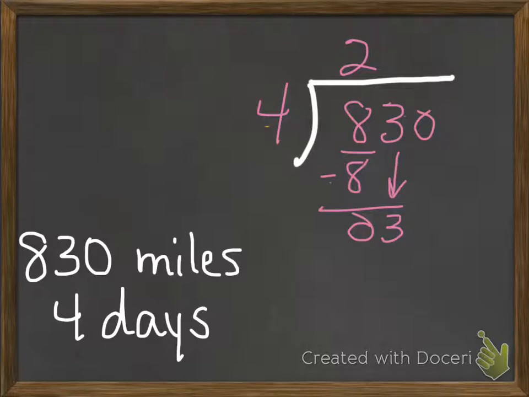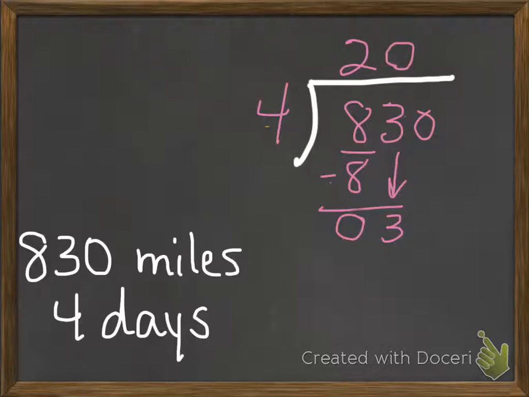Remember, that's just a 0 there. It's just a placeholder. We really just have 3. It doesn't really matter if that 0 is there or not. The number is still 3. Can you divide 3 by 4? If you had 3 cookies, could each person get 1? No. So when we have that situation, we put 0 up here.